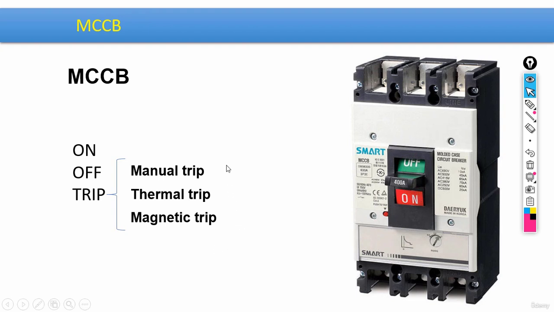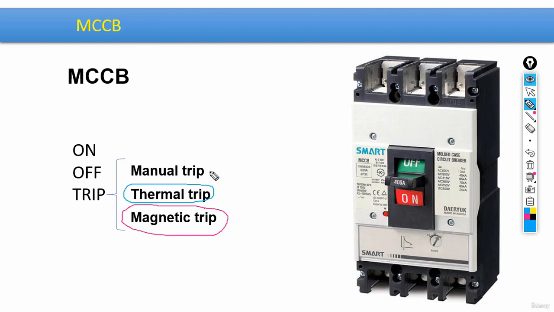As you can see, we have 3 types of trips. For example, let's talk about magnetic trip. Yeah, this one would appear if a short circuit was detected by the breaker. And then the second one, thermal trip, would appear or would act if we had an overload. And number 3 would be manual trip. This would happen if we set the switch on trip ourselves, because, for any reason, we had to, basically.